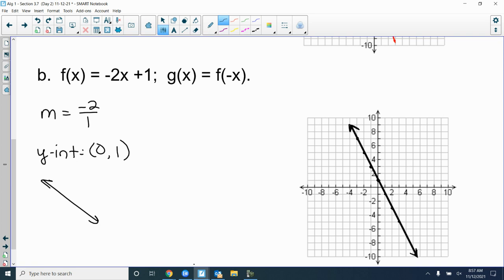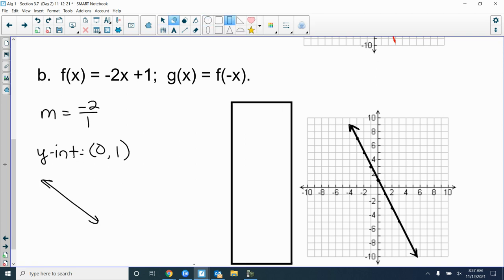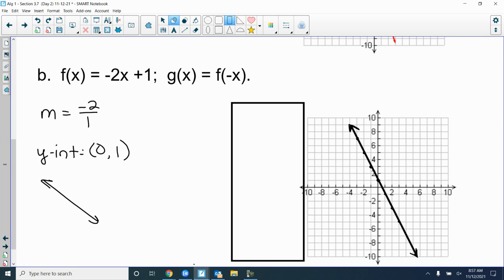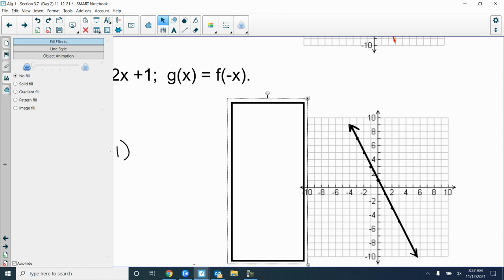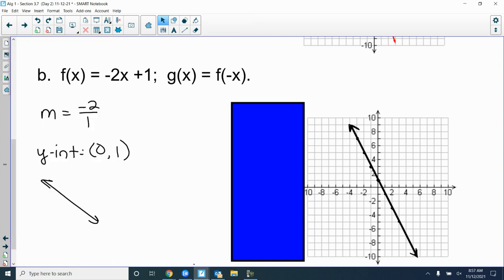All right, let me try something here. See, look at the negative x. Your x just becomes opposite.